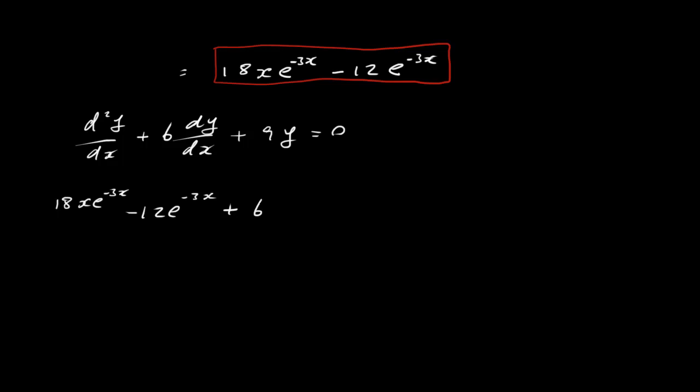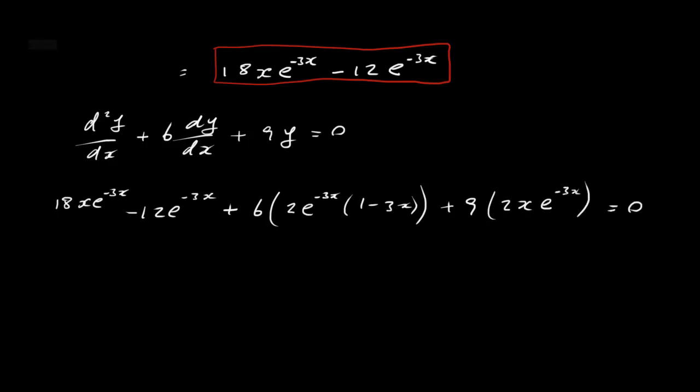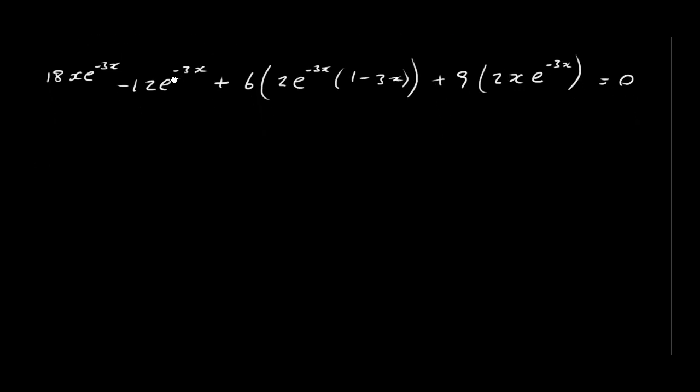6 times dy dx. Now the first differential was 2e to the power minus 3x, 1 minus 3x. And then we have plus 9 times y. So the solution was 2x e to the power minus 3x. And we're saying that's equal to 0. So let's see, is it equal to 0? Let's just work all of this out.